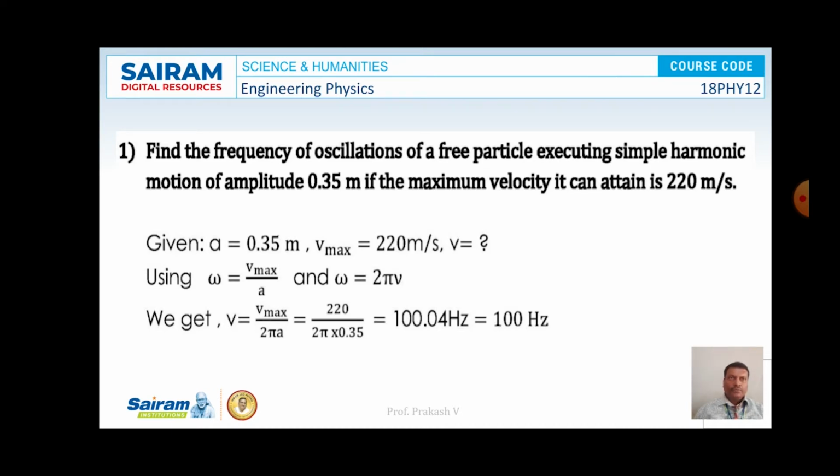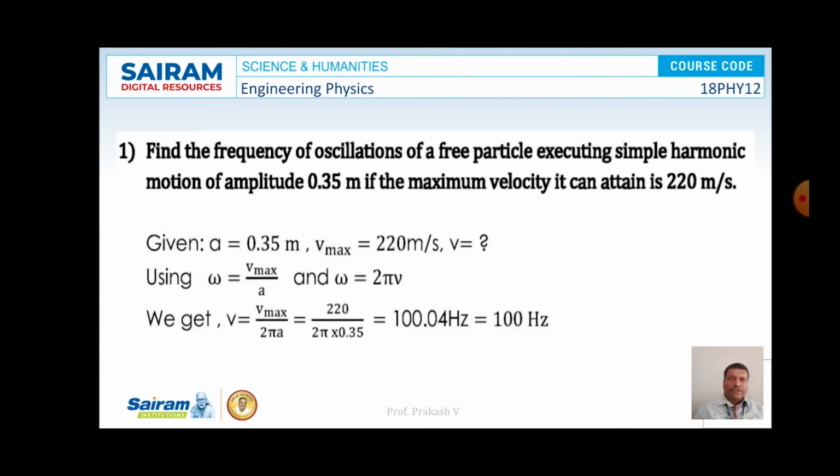of amplitude 0.35 meter, if the maximum velocity it can attain is 220 meter per second. Here the value of A is 0.35 meter and V max is equal to 220 meter per second. So here we have to calculate the frequency, that is nu. We know that omega is equal to V max by A, and omega is equal to 2 pi nu, such that nu is equal to V max by 2 pi A.